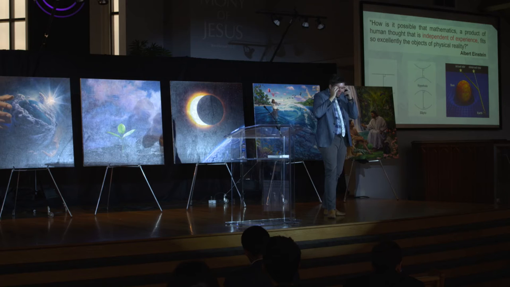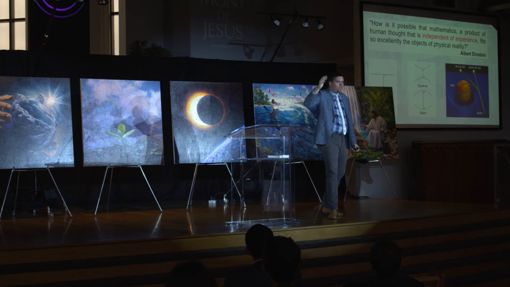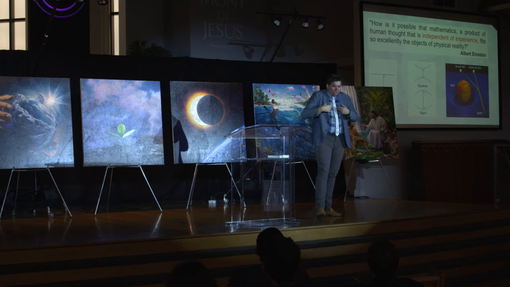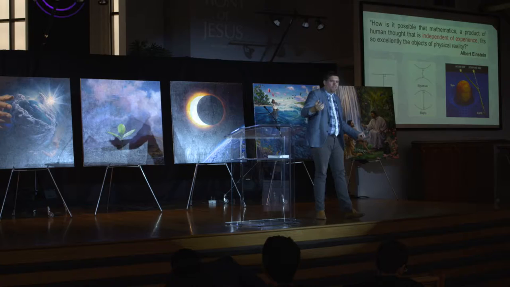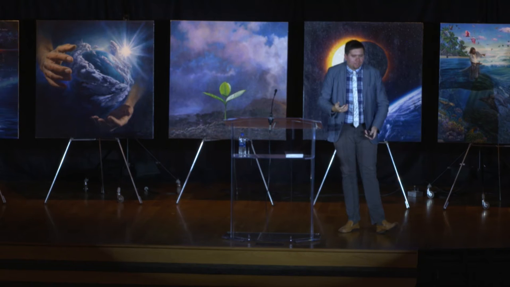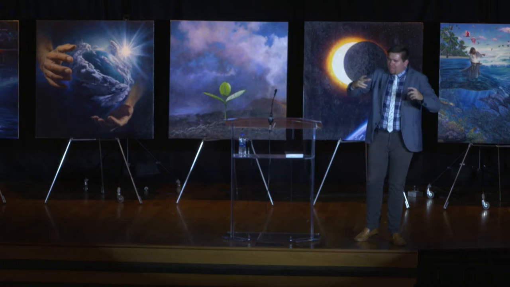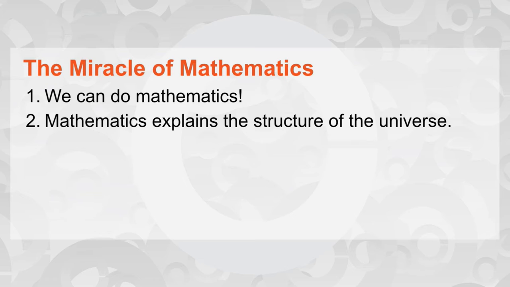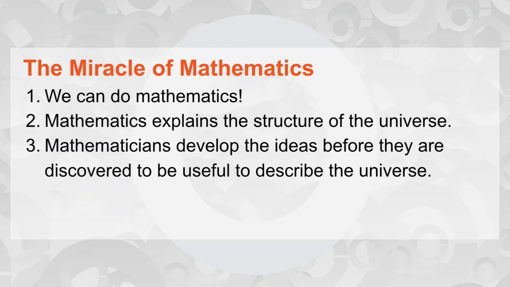Is that not a great testimony to the fact that we are made in the image of the creator of the world? The fact that what we see as beautiful, God himself sees as beautiful when he created the world. It's a beautiful picture. And so we've seen now these miracles of mathematics. The miracle that we can do mathematics. The second miracle, that mathematics explains the structure of the universe, that there is structure there, but that structure can be explained mathematically. The third miracle, that these mathematicians develop the ideas before they are discovered to be useful to describe the universe. They're just pursuing ideals of beauty, and they come up with these ideas.